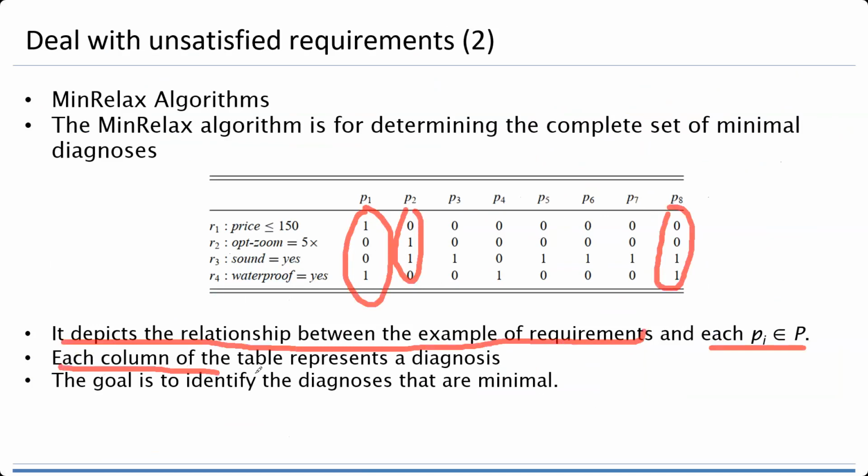So each column of the table represents a diagnosis. The goal is to identify the diagnoses that are minimal. Okay. So this is the diagnosis for every one of the items.